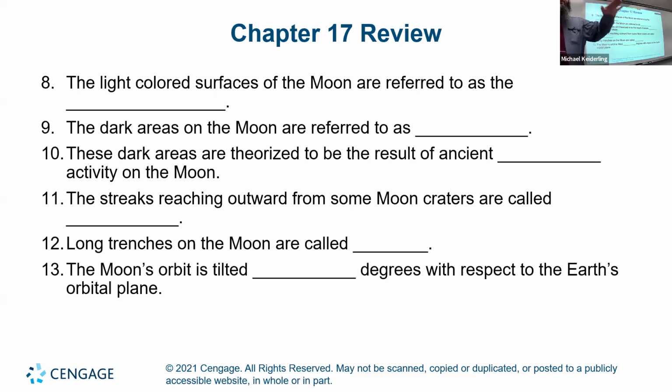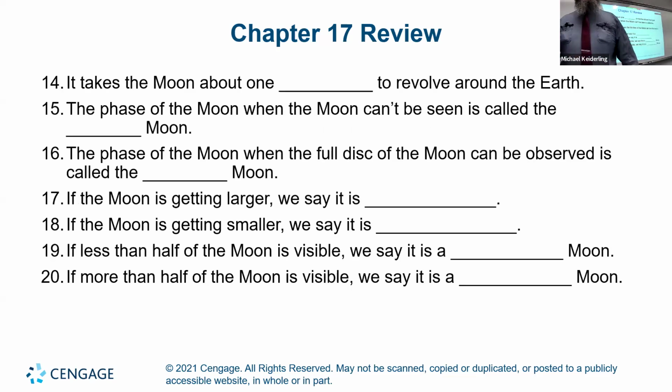And the moon's orbit is tilted 5 degrees with respect to the Earth's orbital plane. So the orbit of the moon and the orbit of the Earth are not quite in the exact same plane. It takes the moon about 1 month to revolve around the Earth. The phase of the moon when the moon can't be seen is called the new moon. The phase of the moon when the full disk of the moon can be observed is called the full moon.